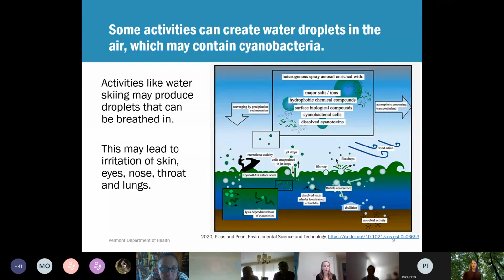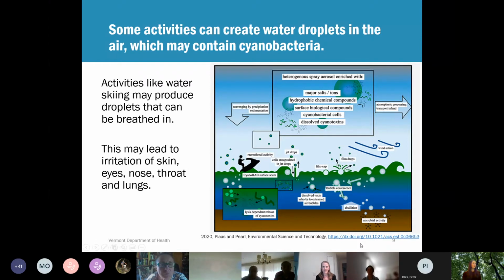When people inhale those droplets, the most commonly reported symptoms are irritation to the eyes, nose, throat, and lungs. There are some researchers who are looking to see how far those droplets can move. But so far, the most likely route of exposure, the way that most people are most likely to get sick from cyanobacteria, is being in the bloom, in the water, recreating in it. So our current advice, which you'll hear from Bridget and Lori, is to stay out of the water if there's a bloom. That's protecting people from the known risks of cyanobacteria.